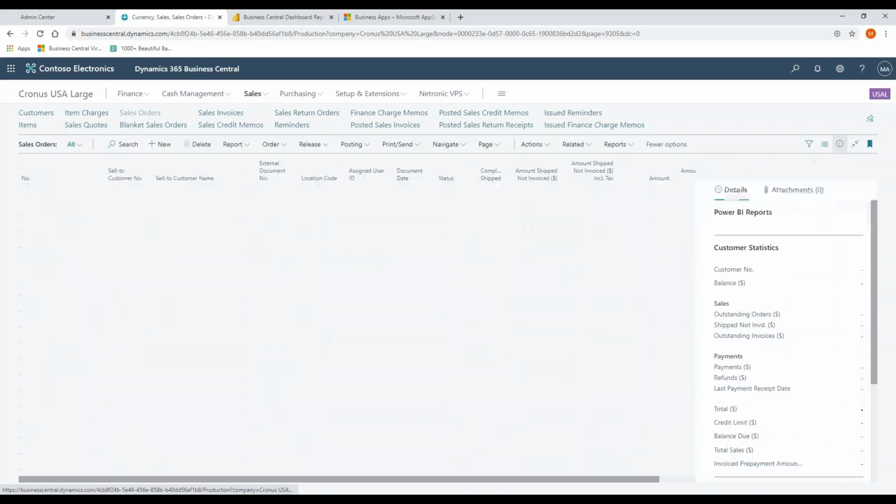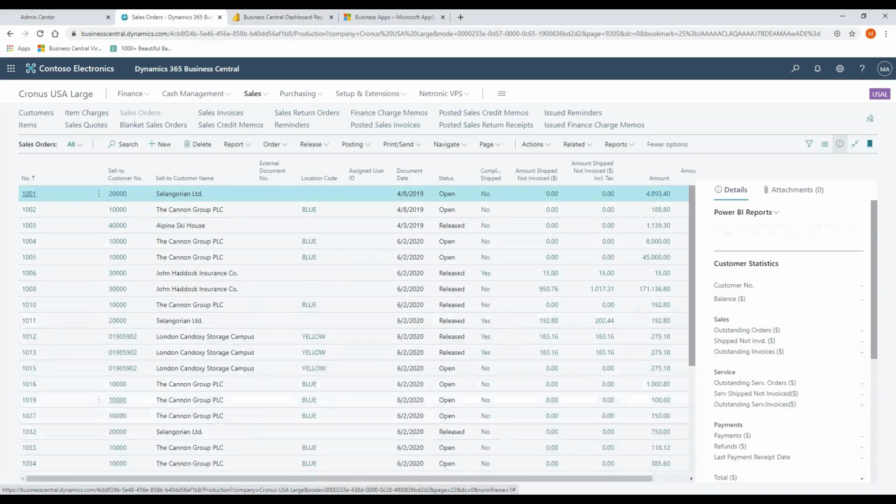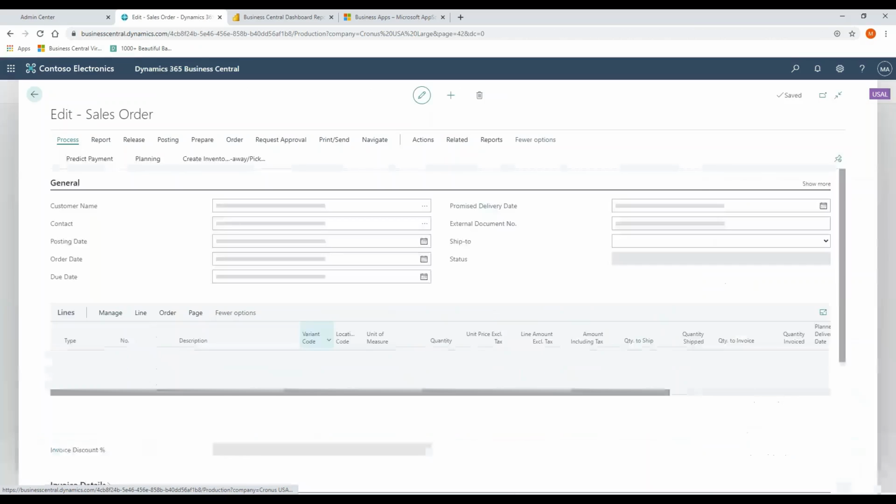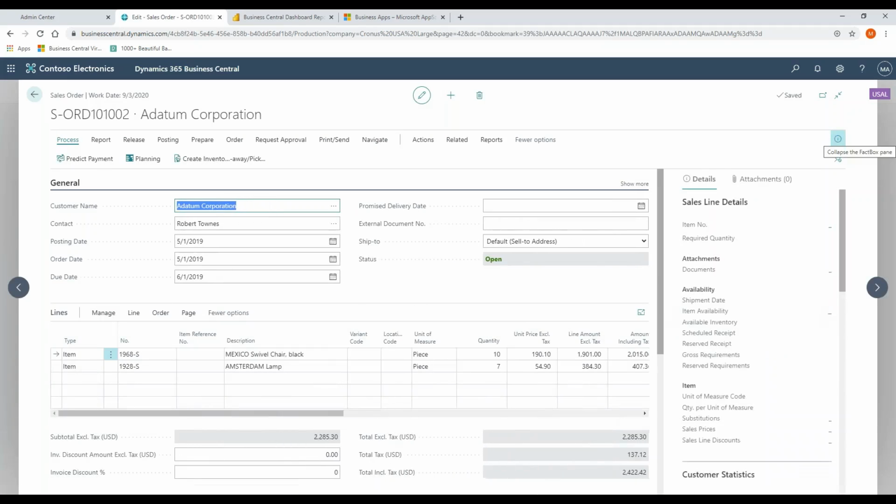I'm just gonna open up a sales order just to talk a little bit about some feature functionality on a sales order. So fact boxes, again, are available to us.